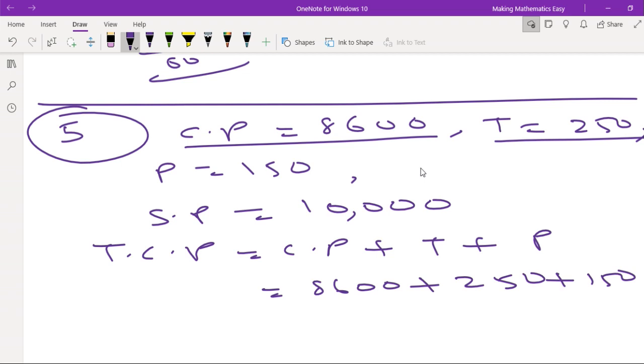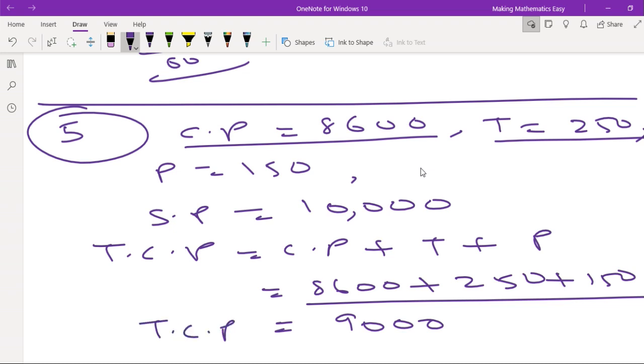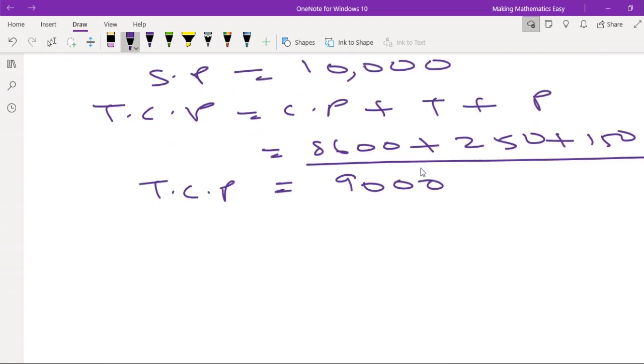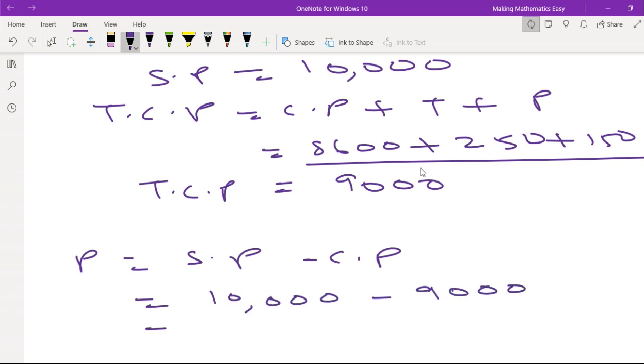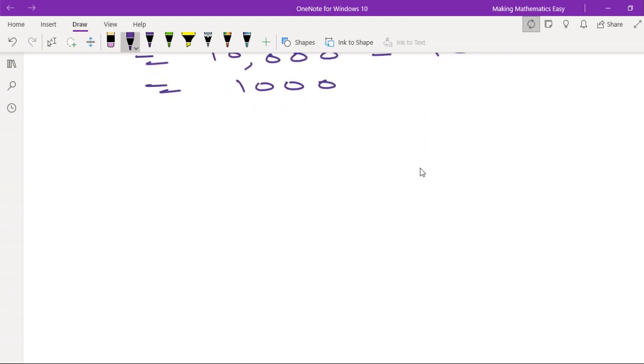Okay, 250 plus 150 will be 400. So your total cost price will become 9,000 after adding these 3 numbers. This will come to 9,000, your total cost price. Now your selling price is 10,000, so definitely you have a profit, which is equal to selling price minus cost price. Your selling price is 10,000 minus cost price of 9,000, so you have a profit of 1,000 rupees.